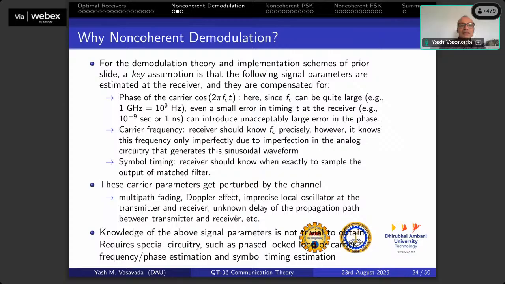The assumption is that in doing all that, we have assumed that the carrier frequency Fc is known very well. Even the timing is known very well. And other aspects such as phase and the coefficient of the channel due to multipath fading, etc., are all totally and completely known at the receiver. In the actual design, the knowledge of these signal parameters is not trivial.